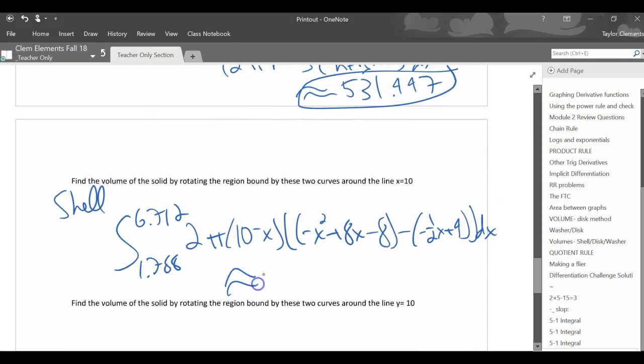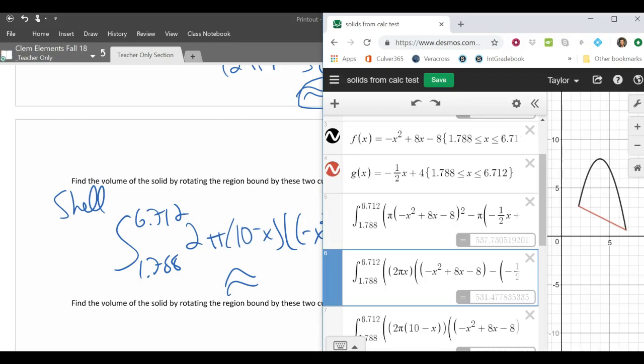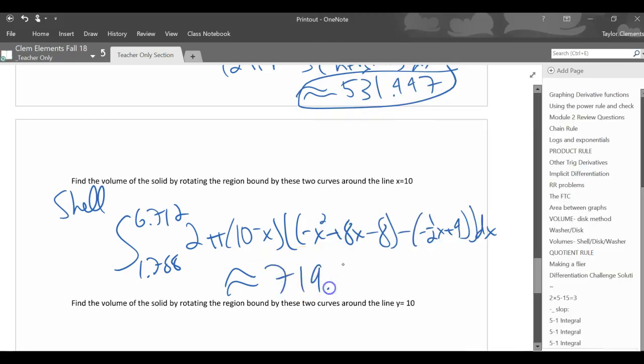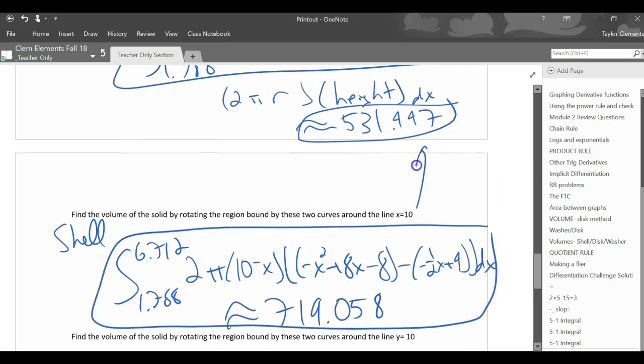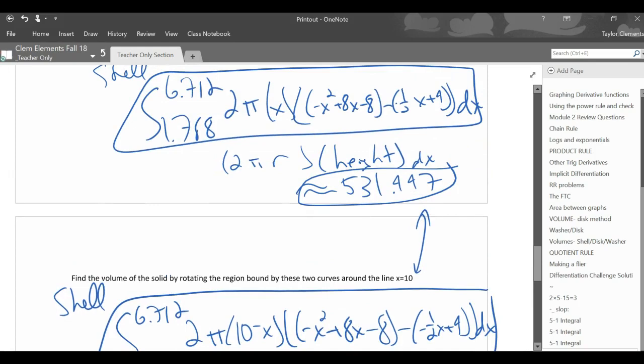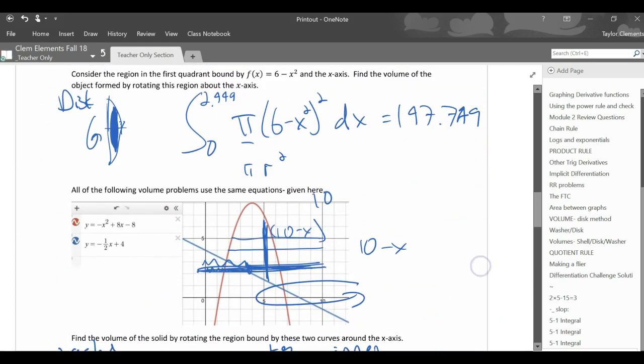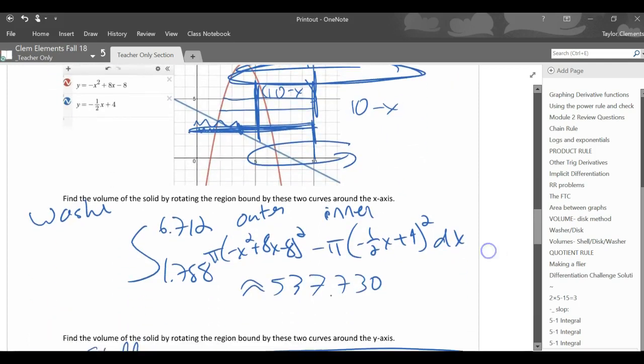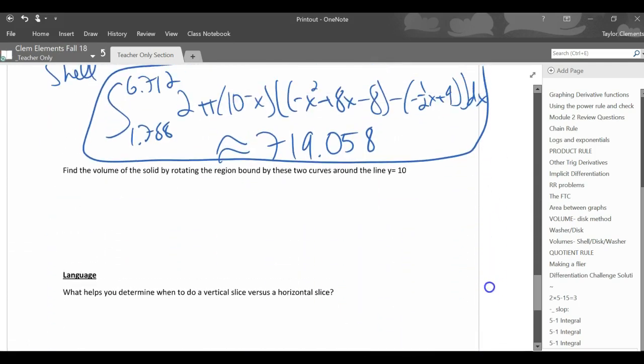And that's it. That gets me, I've already typed in over here, is this one here? Yeah, 719.58. And for those of you wondering why that's so much bigger than the last answer we got up here, well, considering that up here you were rotating it around something relatively close to it, an axis. Now it's over here at the 10. With a much bigger rotation, you're going to have a much bigger object, so the volume is larger.